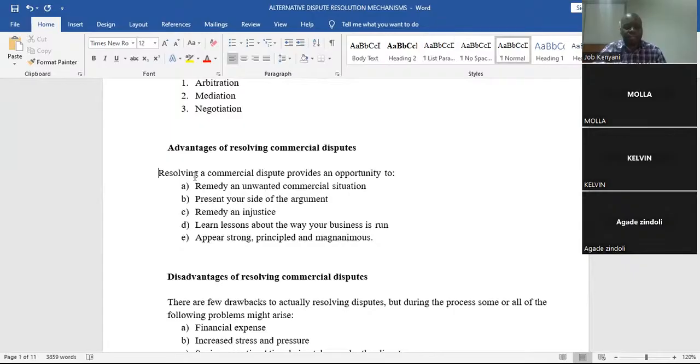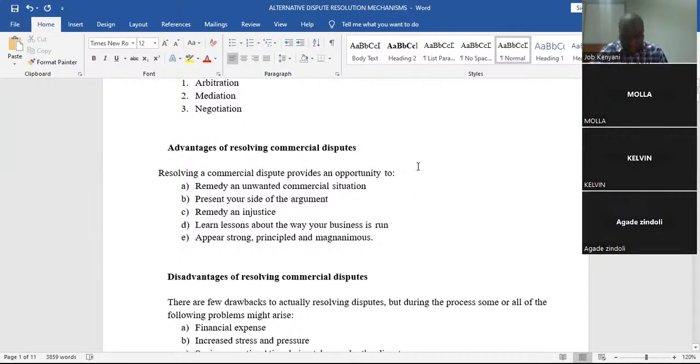Then it enables you to present your side of the argument. It can be used to remedy an injustice done to you, maybe as a businessman. You can learn lessons about the way your business is run. Then appear strong, principled, and magnanimous. So it basically enables you to ensure that you stand with your principles. And of course, it is a better way of resolving disputes.